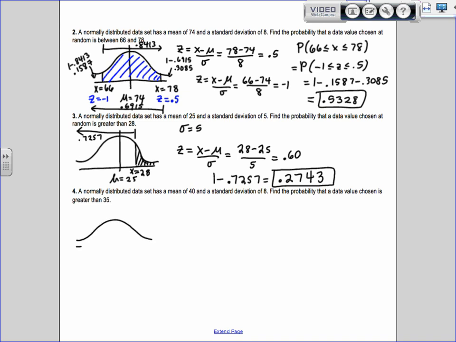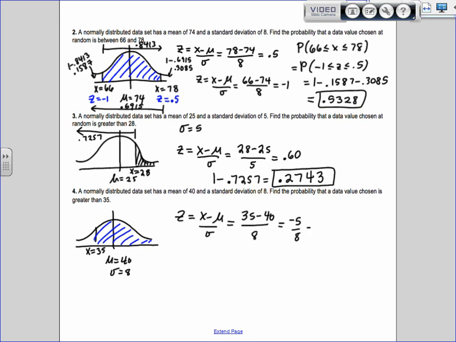So a normally distributed data set has a mean of 40 and a standard deviation of 8. Find the probability that a data value chosen at random is greater than 35. So we're shading on the right because we said greater than 35. Okay, so I want to change this to a z-score. So I do z equals x minus mu over the standard deviation. So I'm going to have 35 minus 40 all over, standard deviation is 8. So I get negative 5 over 8, which is negative 0.625, right?